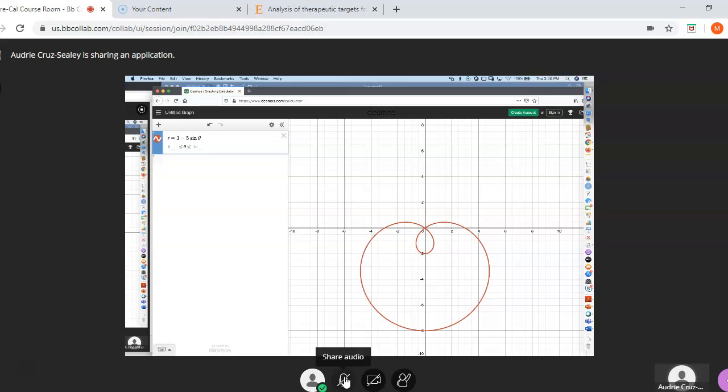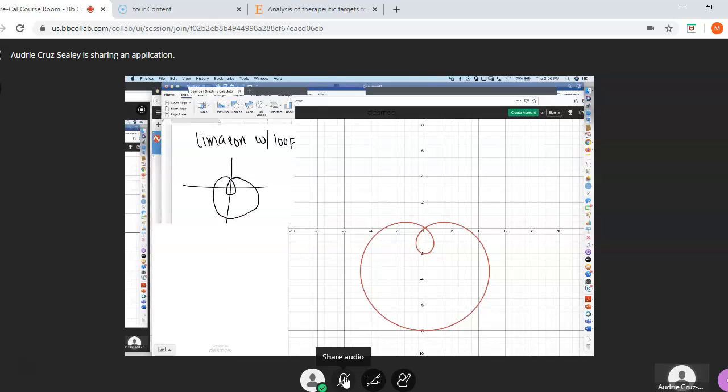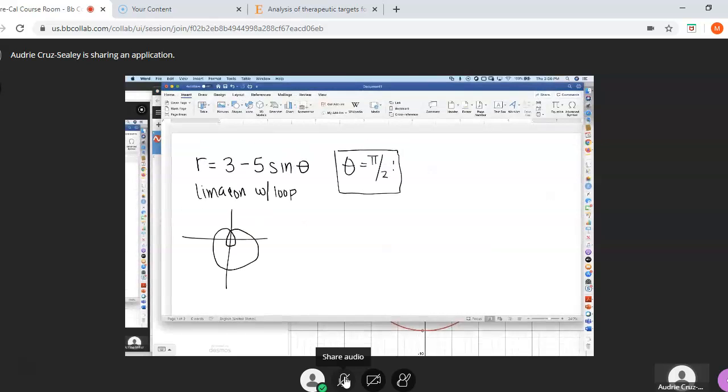So then you would come over here, and remember, in order to test if it's symmetric about pi halves, what do you have to substitute in? Anybody remember? We're just learning this today, so it's okay. But for theta equals pi halves, you're going to substitute in pi minus theta. Is that cool? So I'm going to come over here. r equals 3 minus 5 sine of pi minus theta.